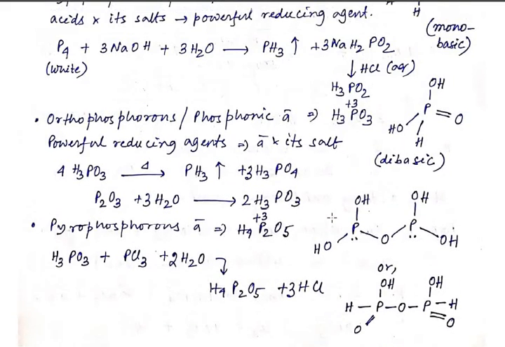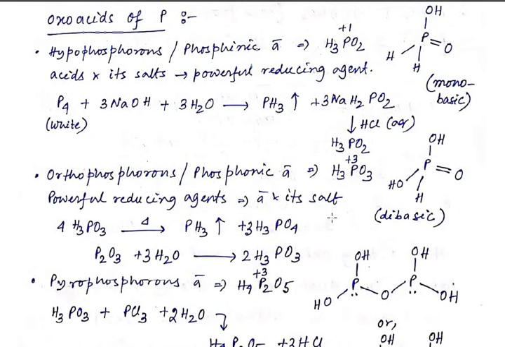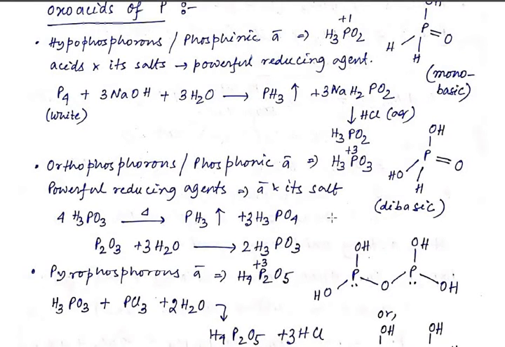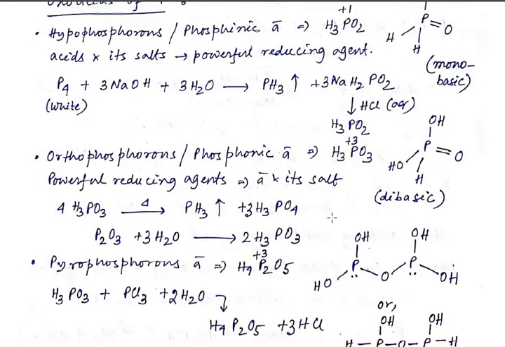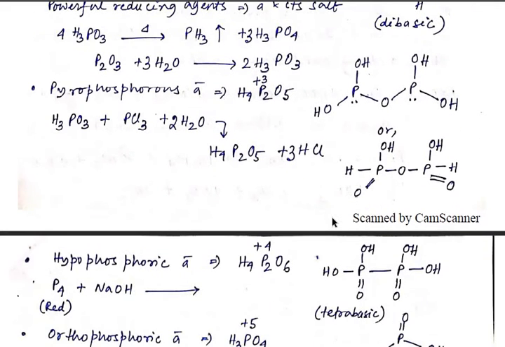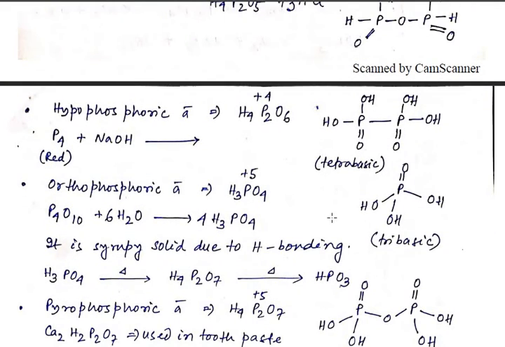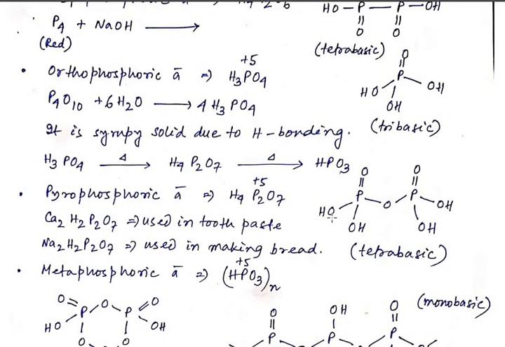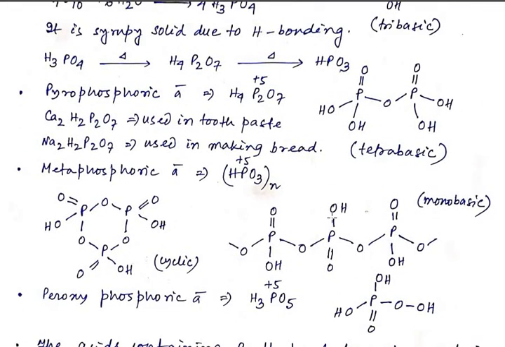So till now, in case of the oxo acids of phosphorus, we have discussed the structure, the formula, the oxidation number of phosphorus, and the synthesis of these oxo acids. We have seen many oxo acids of phosphorus: first hypophosphorus or phosphinic acid, next orthophosphorus, next pyrophosphorus, next hypophosphoric acid, next orthophosphoric acid, and now the pyrophosphoric acid.